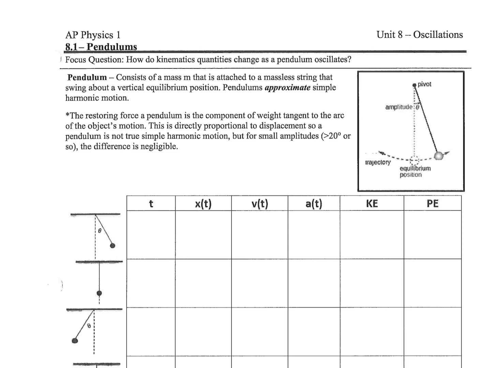All right, we're about to start, well, it looks like it says Unit 8, but it really isn't Unit 8. It's really Unit 6 for us. We're about to start simple harmonic motion. So Unit 6 is simple harmonic motion.